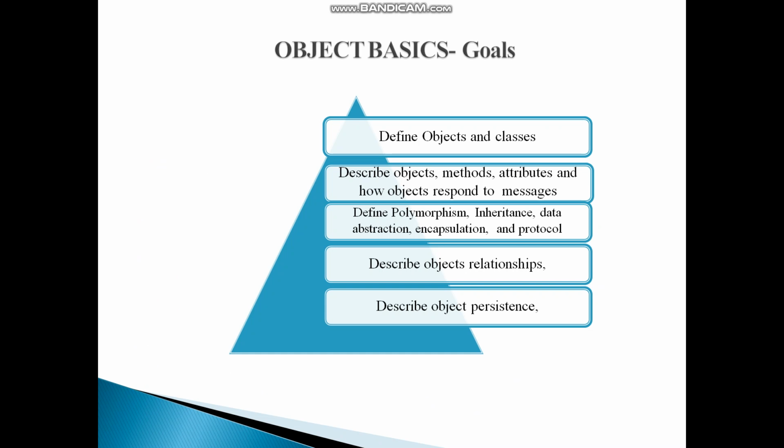Object basics and goals. An object has 5 goals. Define the object and classes. Describe the object methods, attributes and how the object responds to messages. Define polymorphism, inheritance, data abstraction, encapsulation and protocol. This is the importance of the object. Describe the object relationships with the help of generalization, association, composition, realization, dependency, ordering, and describe object persistence: what is the existence of the particular object? This is the goal of the object.